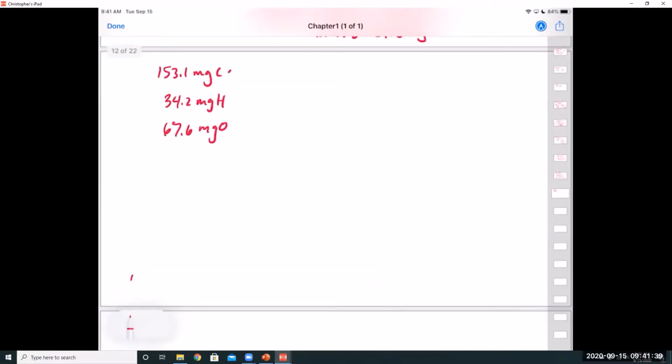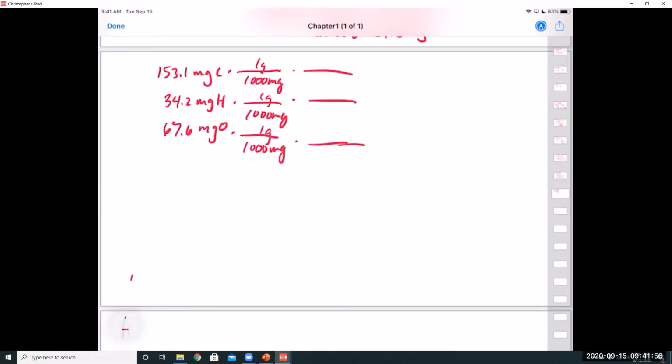So if you want to convert these to moles, you divide by 1,000 milligrams per 1 gram. That's all the same because we're converting from milligrams to grams. And then you just divide by the molecular weight. So you have 12.01 grams per 1 mole, 1.008 grams per 1 mole, and 16 grams per 1 mole. And those just come directly from the periodic table. There's no magic there.